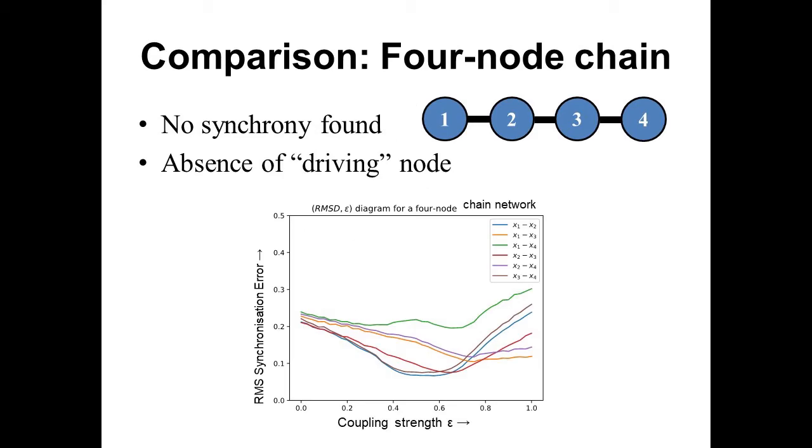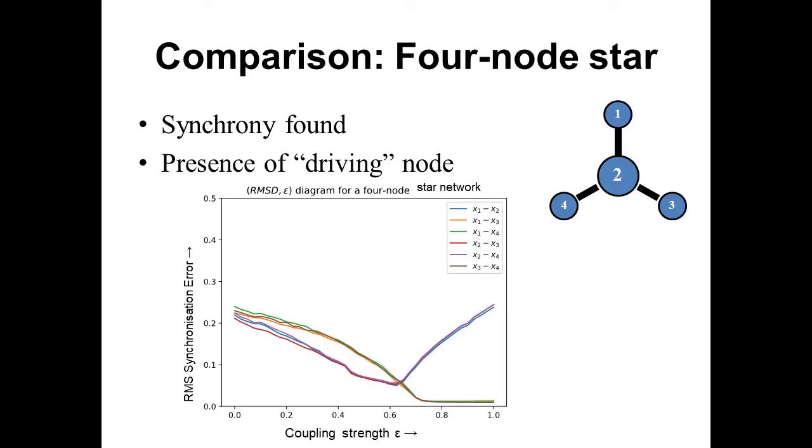Then I looked at a 4-node chain network for comparison, and I couldn't find synchrony here. Here we see different values of coupling and a synchronization error in our network between all possible combinations of nodes, and it goes to 0 nowhere. So this network couldn't synchronize, and that's because of the absence of a central driving node.